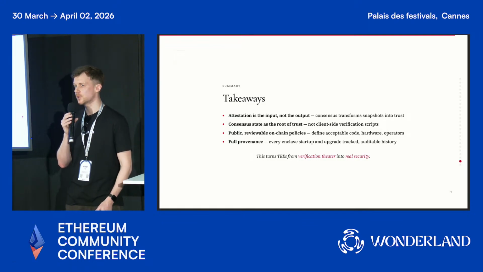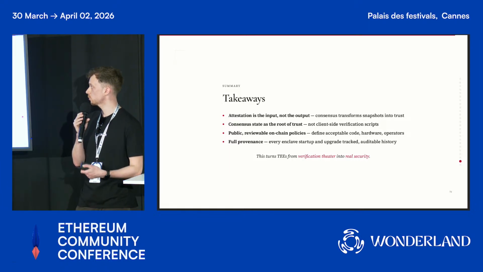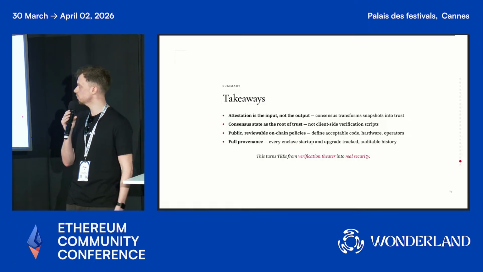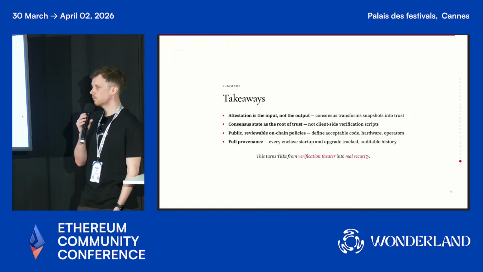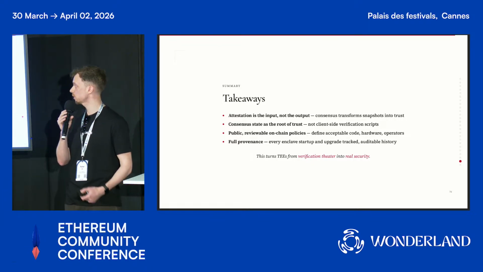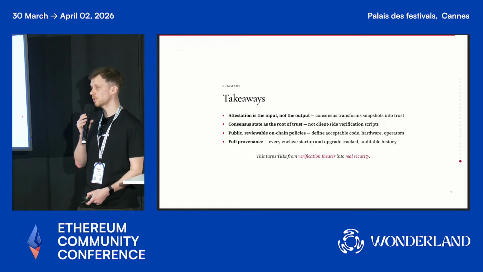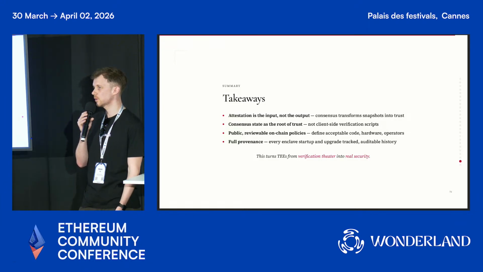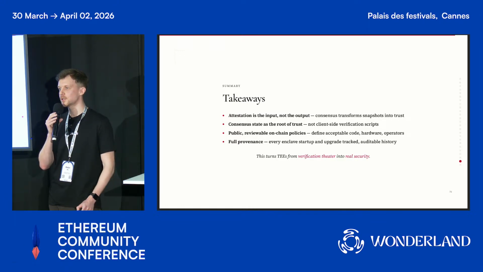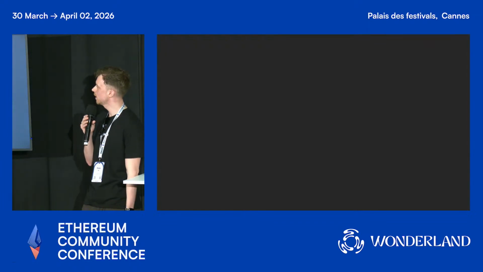Ideally, every useful system that uses TEs should also have support for policies, which are public and reviewable on-chain, which define additional rules. And we require full provenance for any actual security in practice. This means every enclave startup should be tracked, every upgrade to the code should be tracked, and this should be tracked in an immutable way. And this is what turns TEs from security theater into actual security in production.